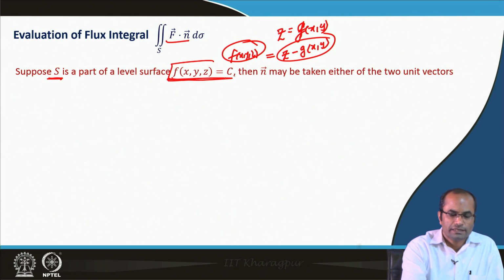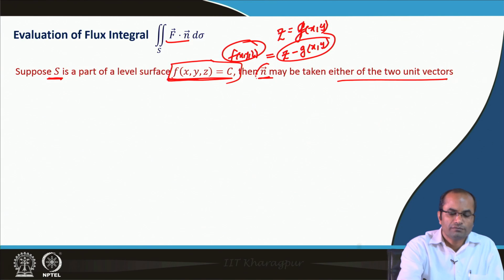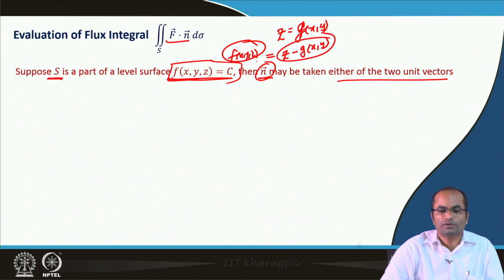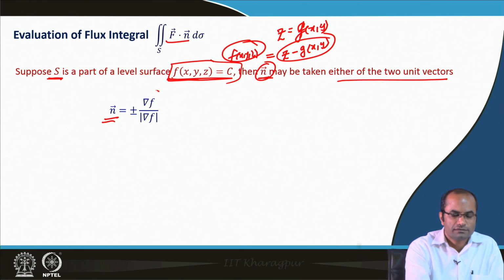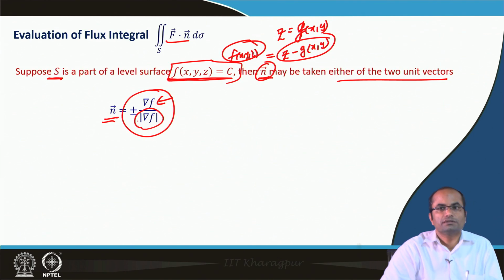Once we have taken the equation of the surface f x y z equal to constant, the unit normal n may be taken as either of the two unit vectors, as I discussed before, since there are two directions. We can compute it with the help of the gradient. The gradient of f points in the normal direction of the given surface, and then we normalize to get the unit vector. So, n is nothing but plus or minus the gradient of f divided by its magnitude.